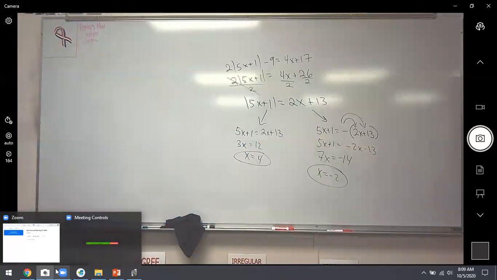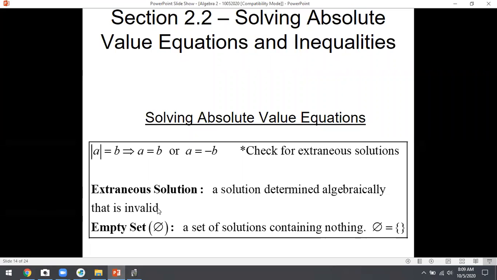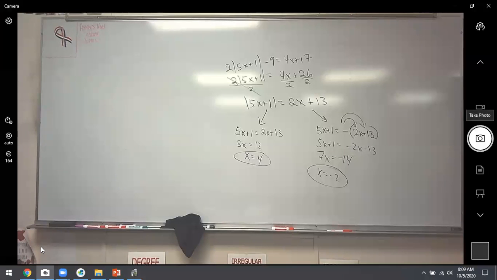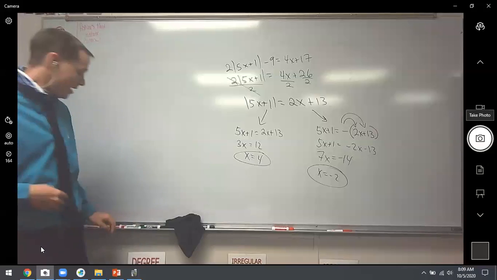So there's our 2 potential answers. Potential, but don't forget the new buzzword that we're learning right now. You might have had an extraneous solution. It is possible that maybe one of these does not work. So it's very crucial you go back and check them in the original equation and see what you get. So let's do that real quick.